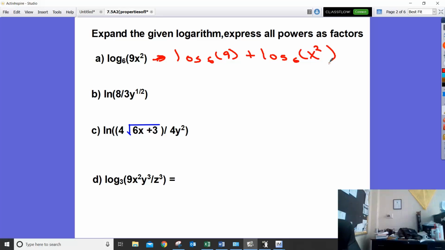But you're not finished. He did the break apart right. That's right. He's just not finished. There is still something else that can be worked with. Look at that power property. There you go. That 2 can run up front. This thing's fine. Log base 6 of 9 plus 2 log base 6 of x.